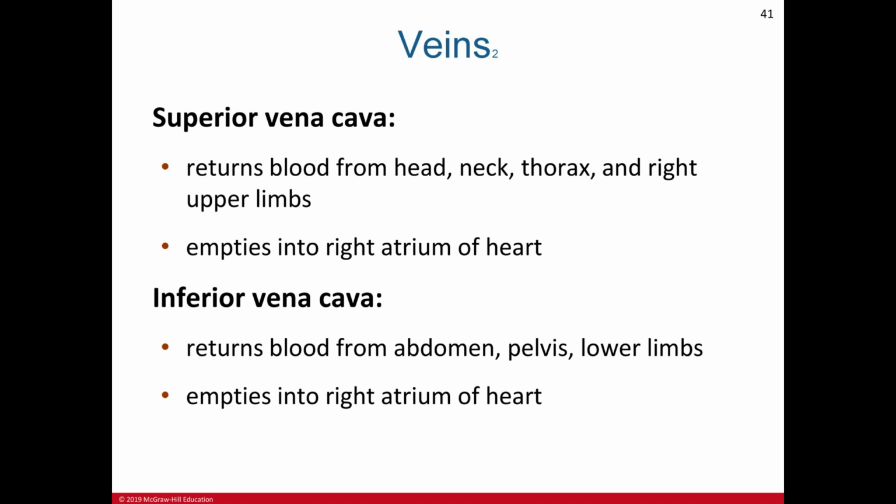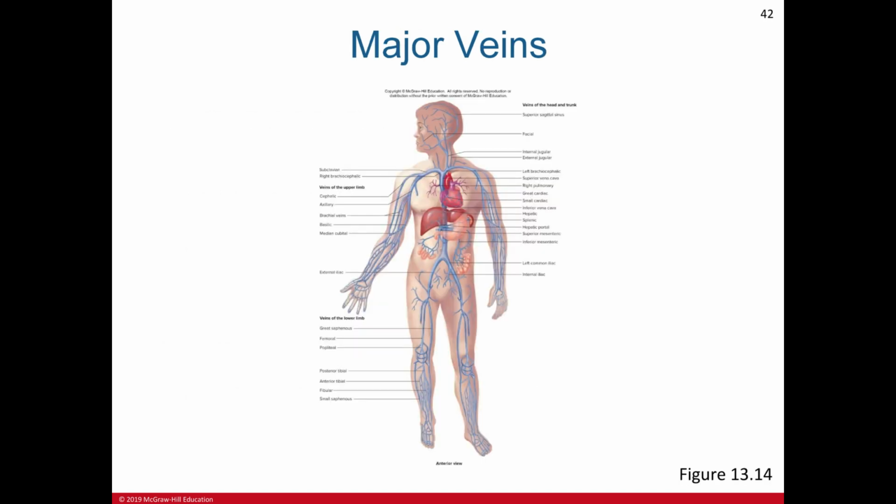The superior vena cava returns blood from the head, neck, thorax, and right upper limbs. It empties into the right atrium of the heart. Both of them actually empty into the right atrium of the heart. The inferior vena cava returns blood from the abdomen, pelvis, and the lower limbs.